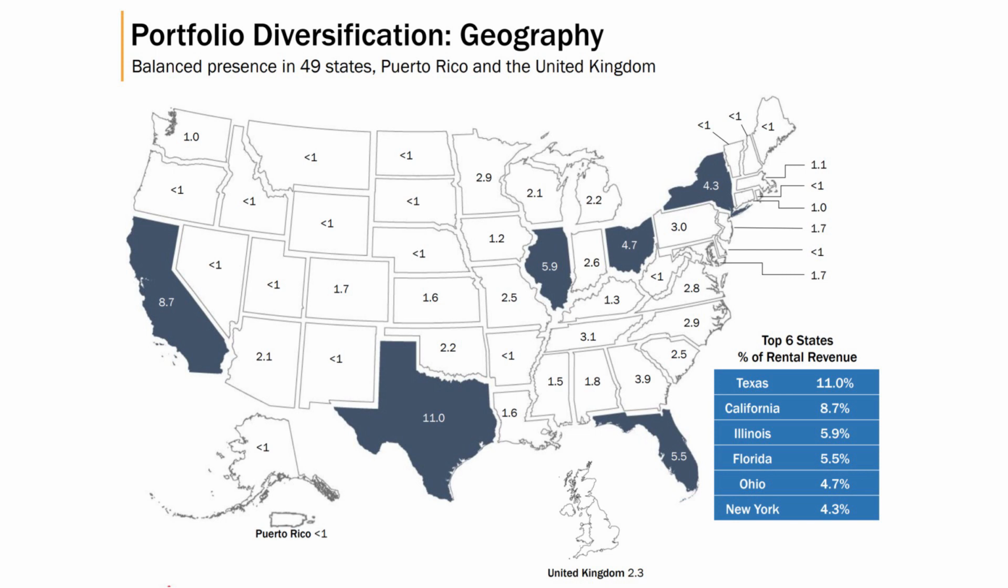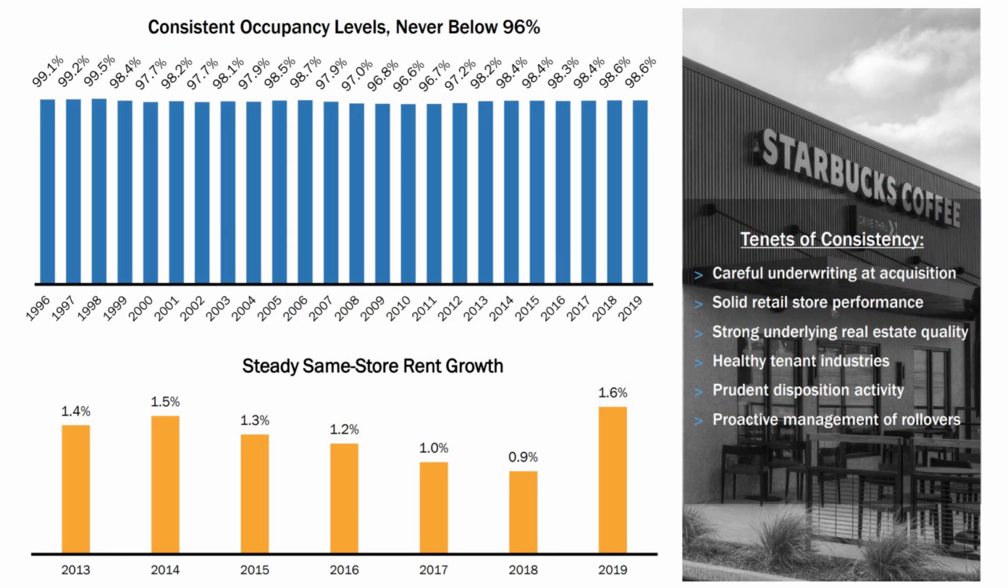As further evidence of their quality, since 1996, their occupancy levels have never dropped below 96%. Obviously, empty real estate means no one is paying for a lease, and REITs want to maintain maximum occupancy at all times. Their record is stellar.